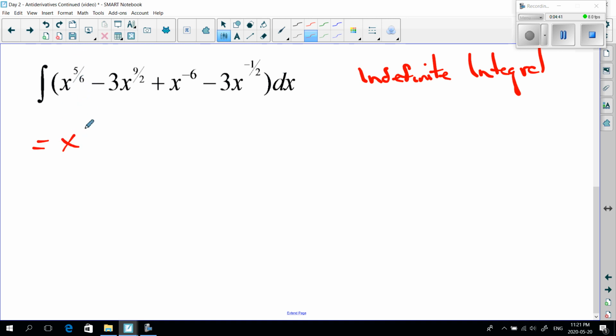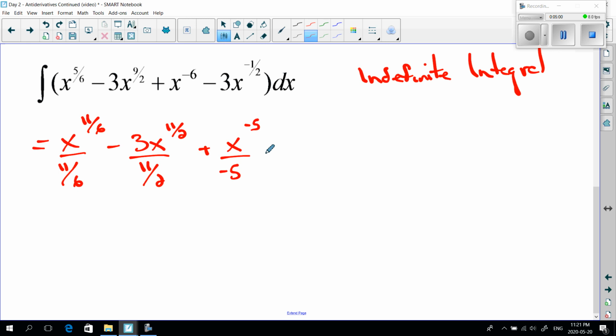So 5 over 6 plus 6 over 6 is 11 over 6. Then I'm going to divide by 11 over 6. This would be negative 3x to the 9 over 2 plus 2 over 2 would be 11 over 2. Divide by 11 over 2. X to the negative 5 over negative 5. Minus 3x to the negative 1/2 plus 2 over 2 is 1/2. Don't forget your plus c. Okay, it's just an indefinite integral.